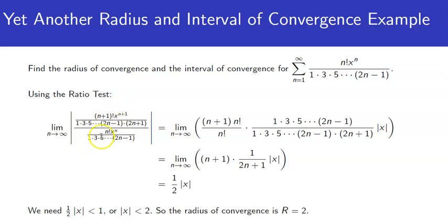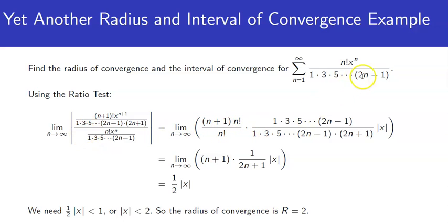N plus 1 factorial over n factorial matches. X to the n plus 1 over x to the n matches. And the products in the denominator match. So let's concentrate on the factorials first. N plus 1 factorial is n plus 1 times n factorial, and that'll be over n factorial then.